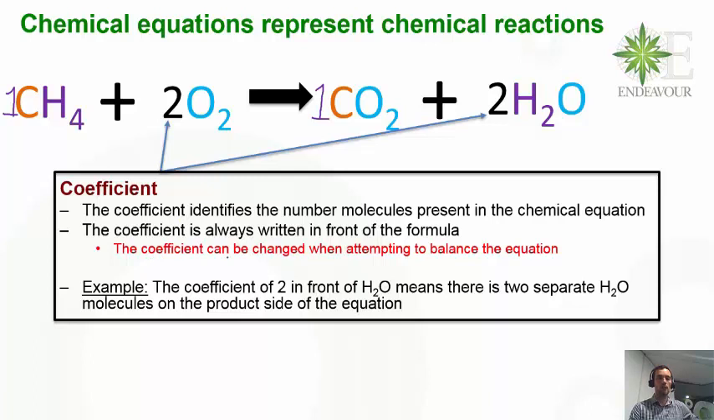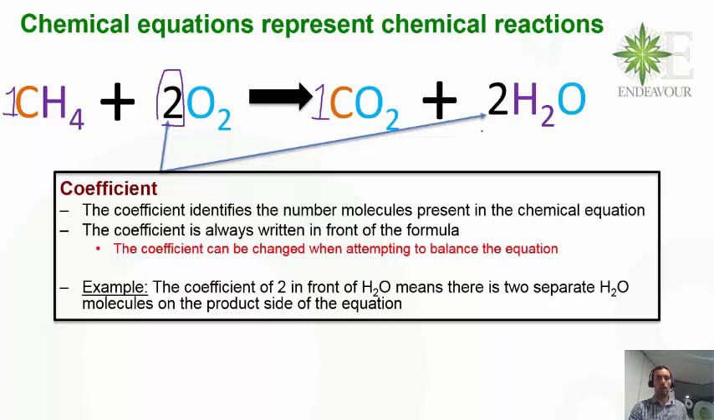So the coefficient is actually what we can change when we're attempting to balance chemical equations. So when I show you how to balance chemical equations, to make sure it's balanced, we're actually going to have to adjust these numbers out the front of some of these molecules to actually mean that we have the same number of each atom type on the reactant side as we have on the product side. So what does the coefficient actually do?